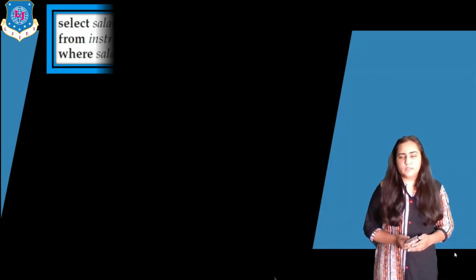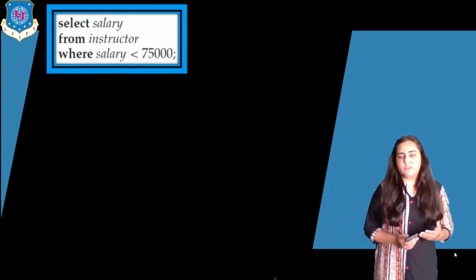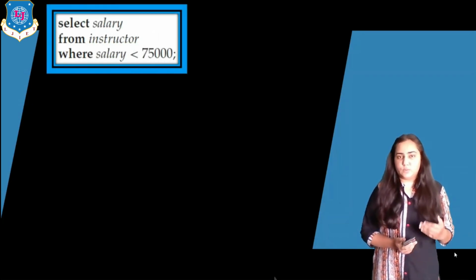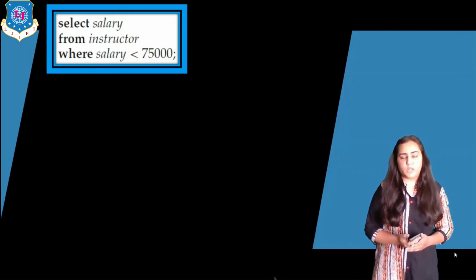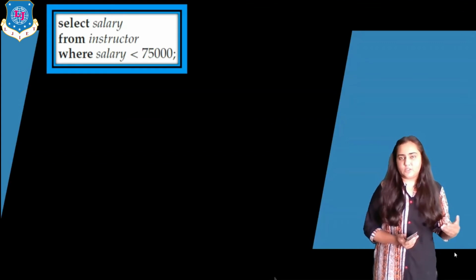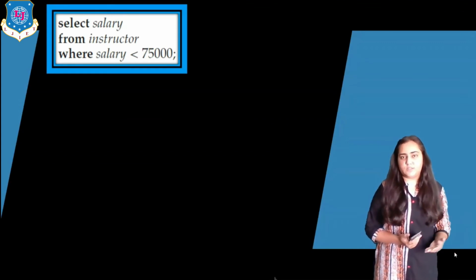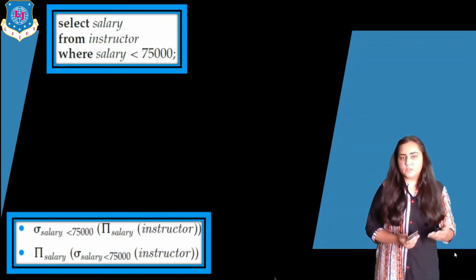So consider this. This is an example. If you have a query like this in SQL, because that's what you are writing into your command line, the query says, select salary from instructor where salary is less than 75,000. So it's a very simple query. And if I want to convert it into a relational algebra expression, which is essentially what happens in the parsing and translation phase, then it looks like this.